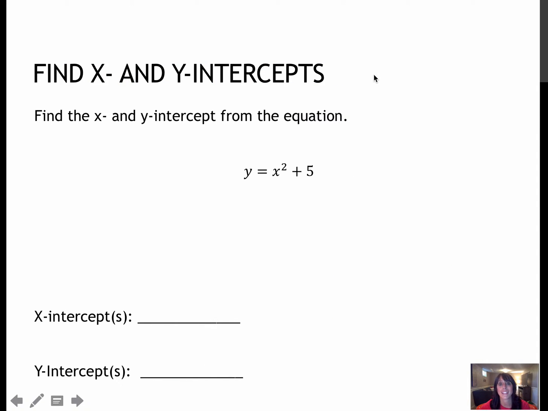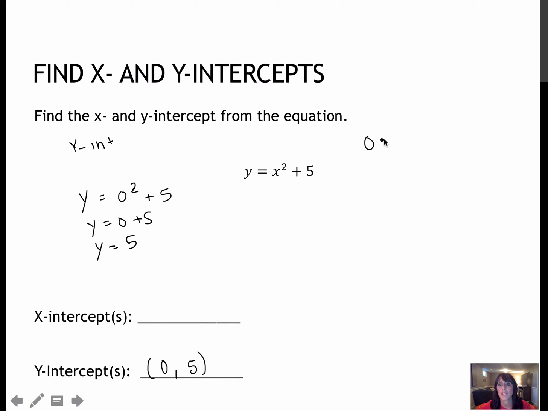So we're going to use exactly that information to help us find the intercepts when it's not graphed for us. So if I wanted to find intercepts, I could plug in a 0 for x, which would of course help me find the y-intercept. y equals 0 squared, which is 0, plus 5, which of course is 5. So when I plugged in 0, I got 5 out, which means the y-intercept is 5.